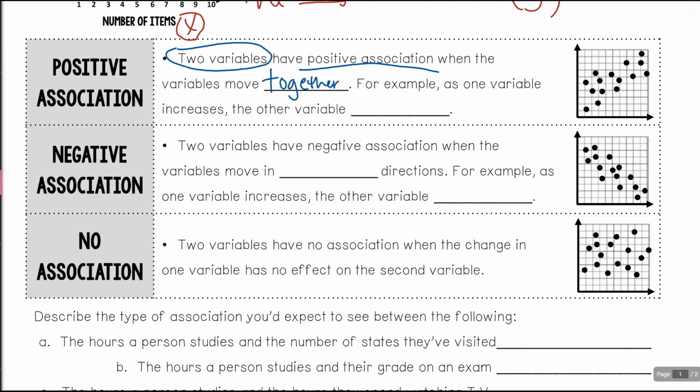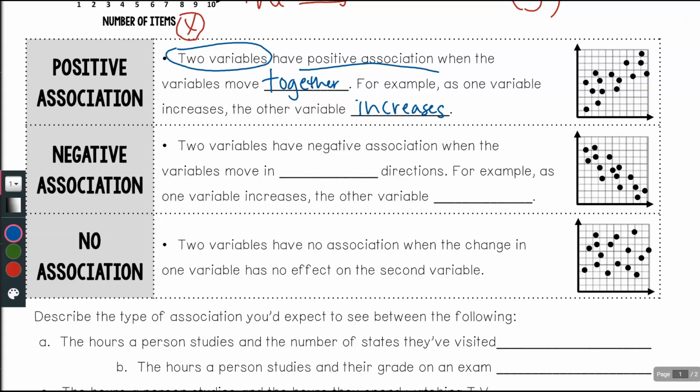If we look at this graph, this is kind of like the last one we looked at. As one increases, so does the other. So for example, if one variable increases, the second variable also increases in a positive association. One's going up, so is the other, so we have that positive example.